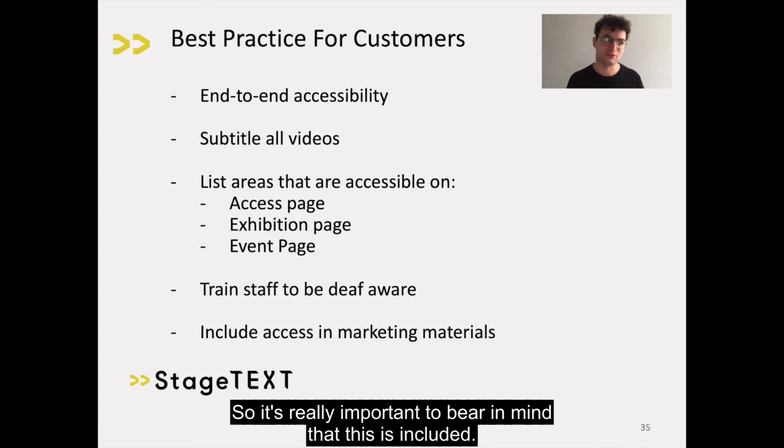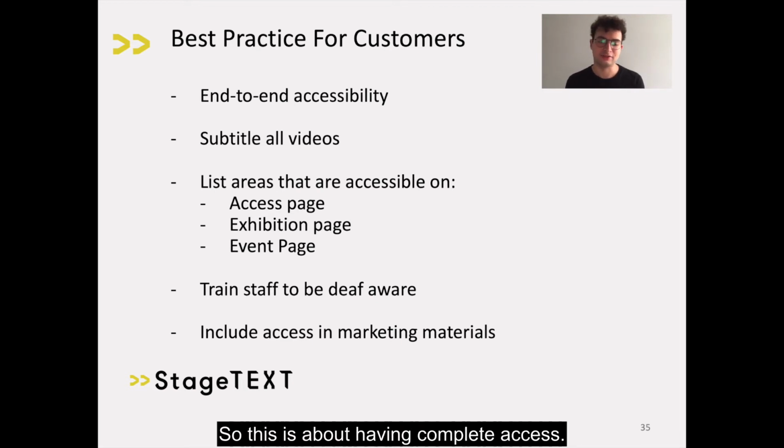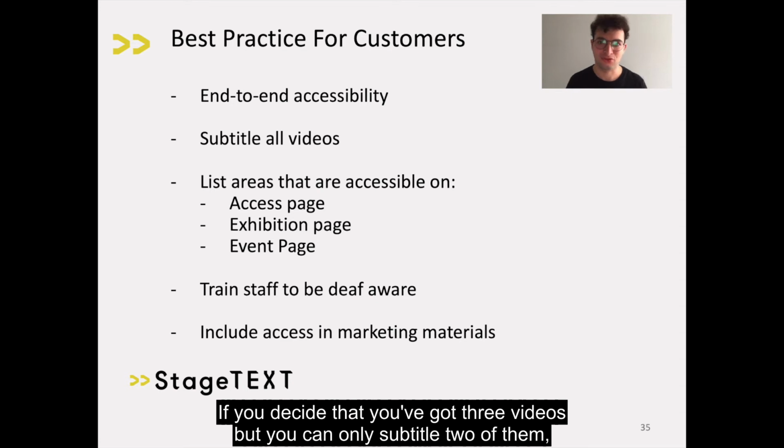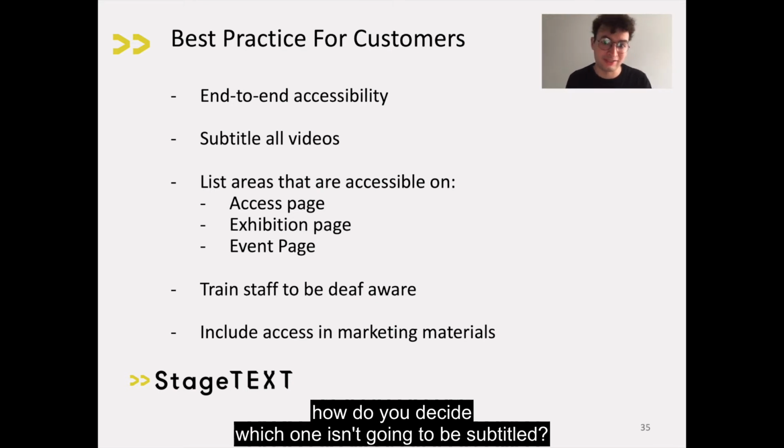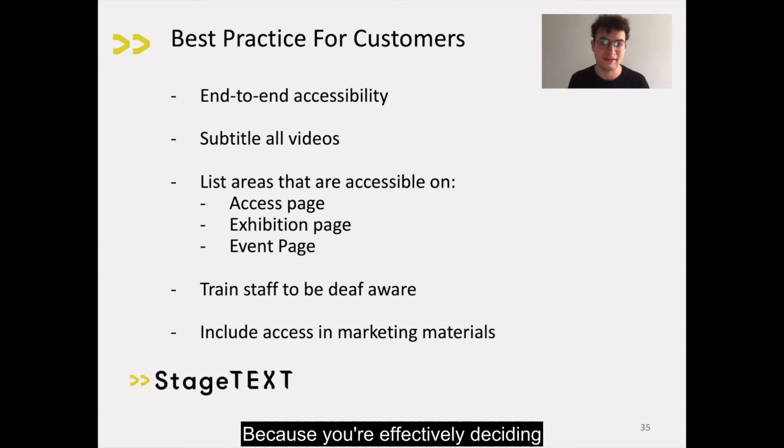So it's really important to bear in mind that this is included. Subtitling all videos, so this is about having complete access. Partial access or bad access is not much better than no access. If you decide that you've got 3 videos but you can only subtitle 2 of them, how do you decide which one isn't going to be subtitled? Because you're effectively deciding which video your deaf audiences can't watch.